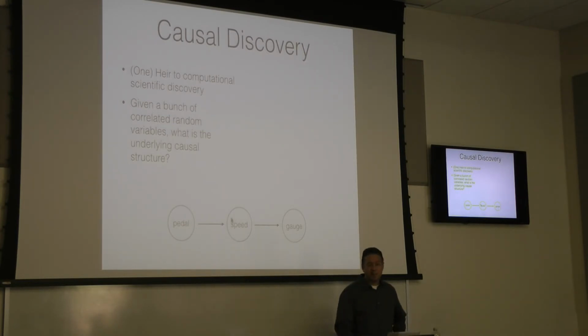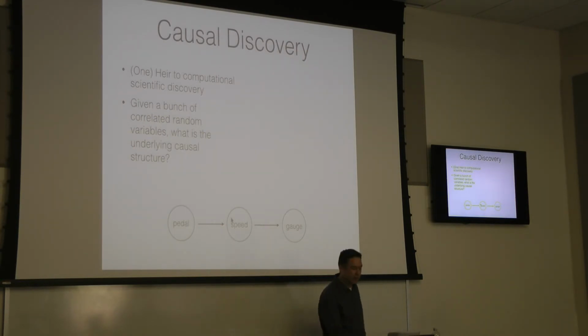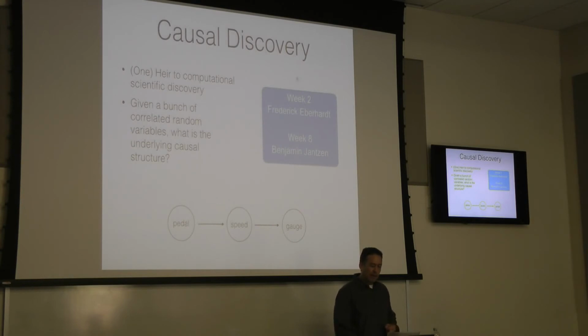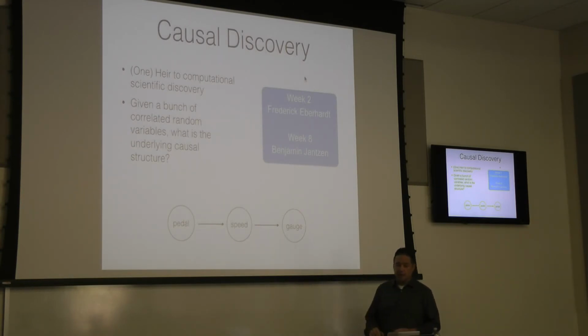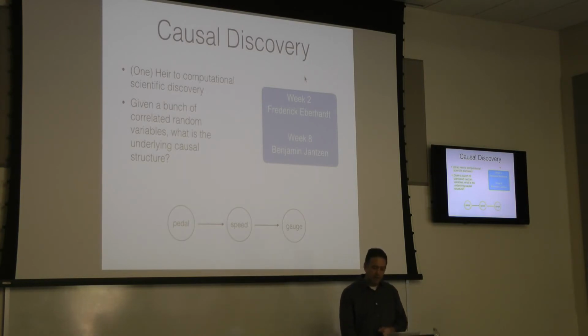So this is all fairly simple in this case, but what about when you have tens or hundreds or even thousands of random variables and you want to try and infer the causal structure among those? Well, this is an expanding area. There's been a lot of work on it in the last few decades that's ongoing. And we're going to have a few people talk about this. Next week, Fred Eberhard on Tuesday is going to give a talk on it, and then in week 8, Benjamin Jansen. They're both former philosophers of science.